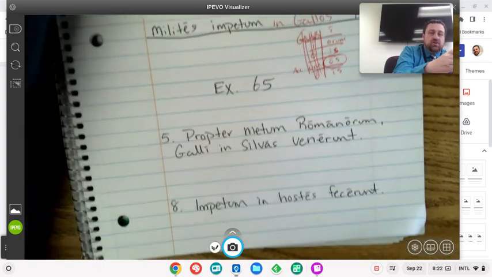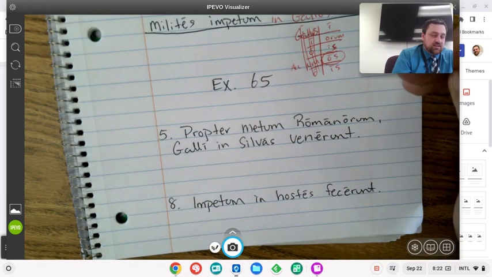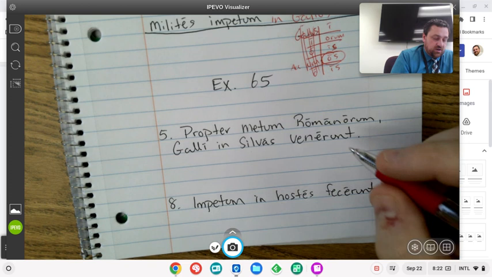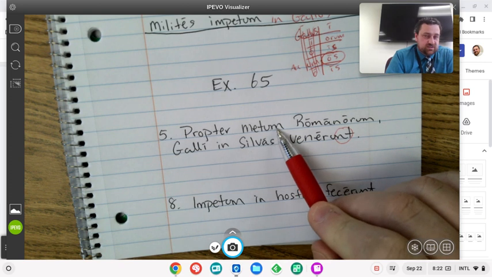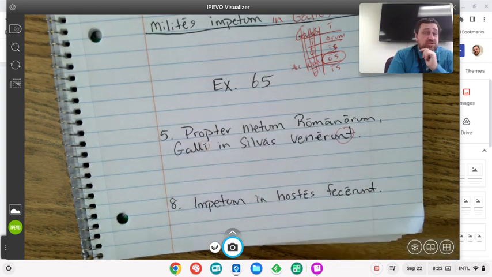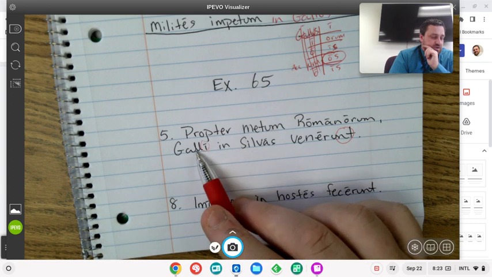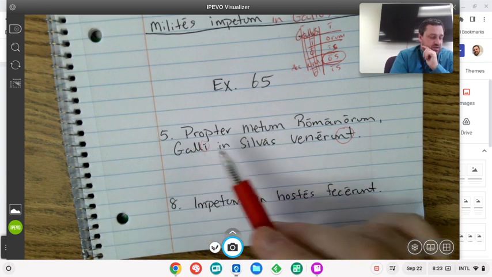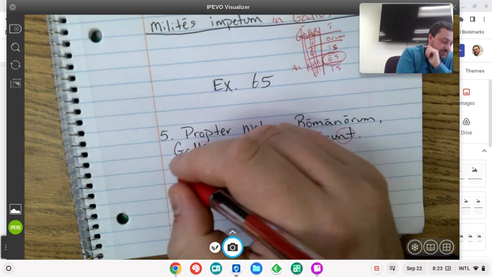Propter metum Romanorum Galli in silvas venerunt. Okay, so let's look for our subject and our verb. Our verb is venerunt. We saw that in the vocab list. It means "they came." So now I'm looking for a plural subject, something that's nominative plural. That looks like it's an accusative singular. This orum is a genitive, so that's not our subject. Galli could be our subject. Galli looks like a nominative plural. So could the Gauls be the ones that came somewhere? Propter metum Romanorum. So propter is "on account of." I'm going to go ahead and write that.